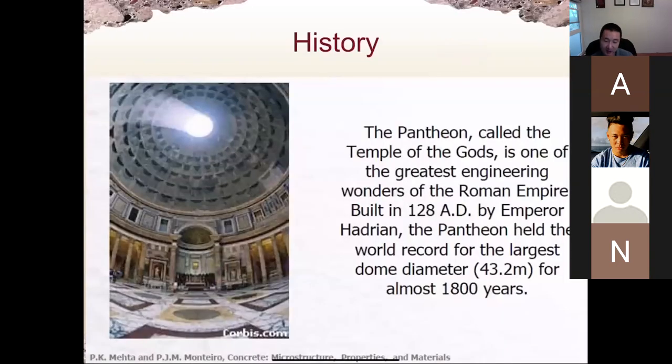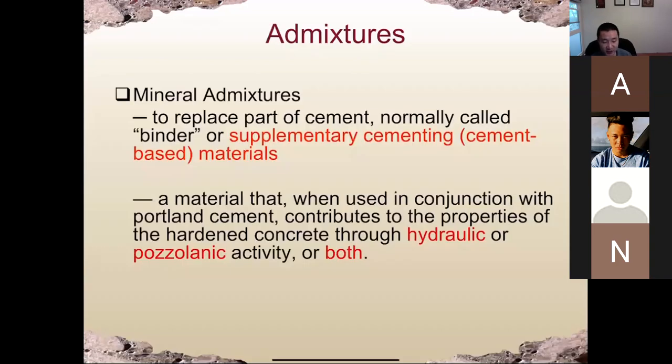Here shows the history of mineral admixtures. More than 2,000 years ago, the famous Pantheon was built with one of the mineral admixtures, volcanic ash. By definition, mineral admixtures replace part of cement, so we also call them supplementary cementing materials, or supplementary cementitious materials. We also call them binders.